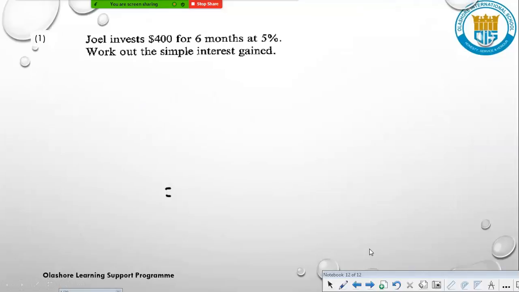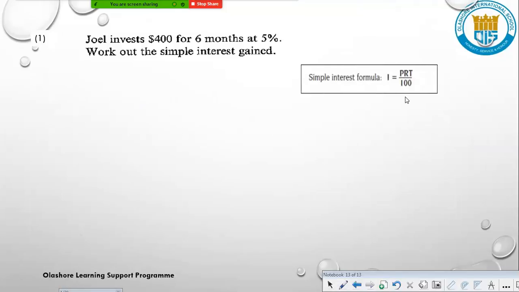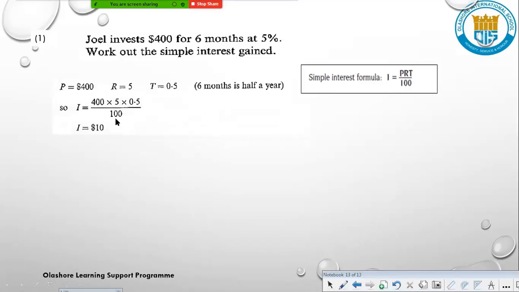So example 1. Joe invests $400 for 6 months at 5%. Work out the simple interest. So here we have the formula for simple interest. I is equal to PRT over 100. That will be 400 times 6 times 5 over 100. So over 100, that will give us 10.